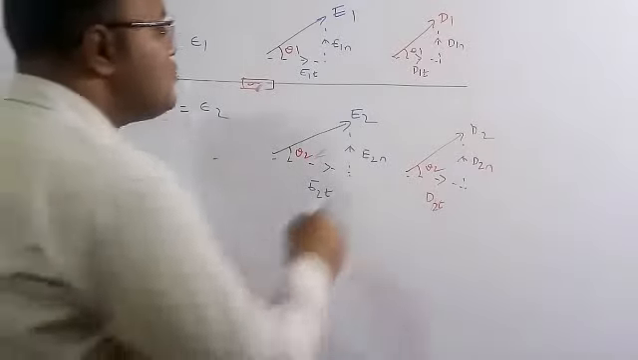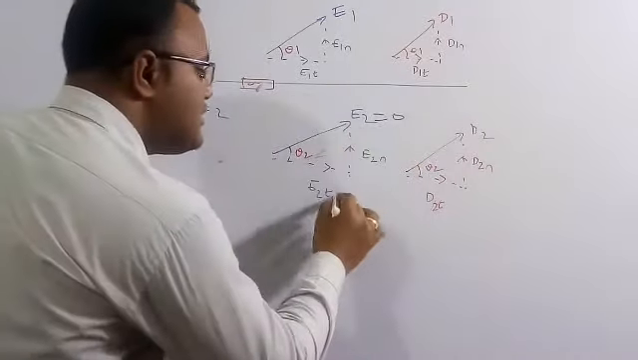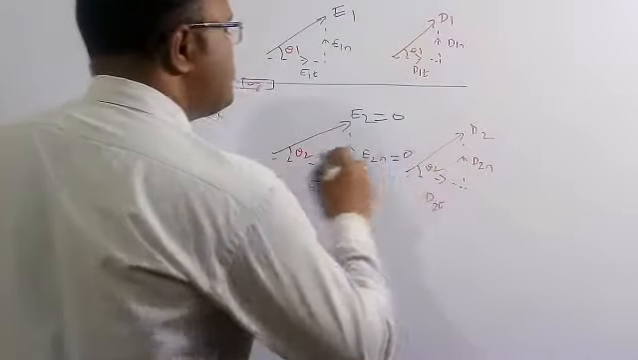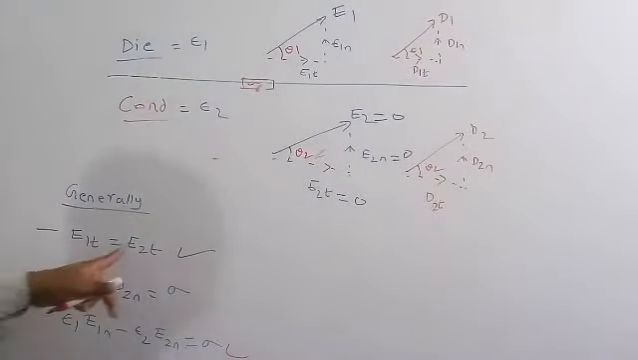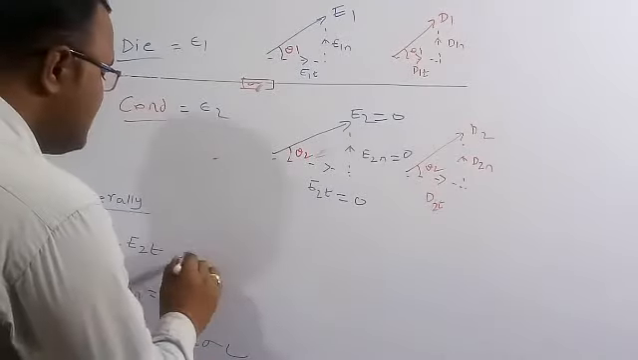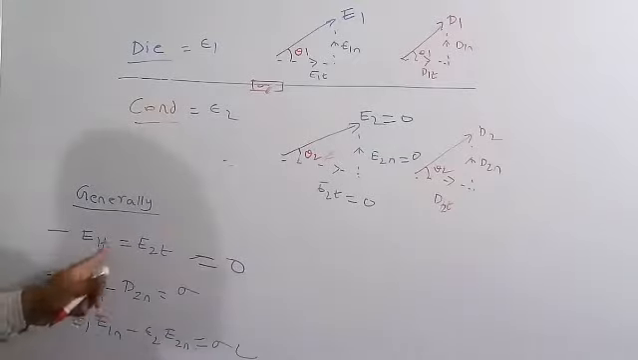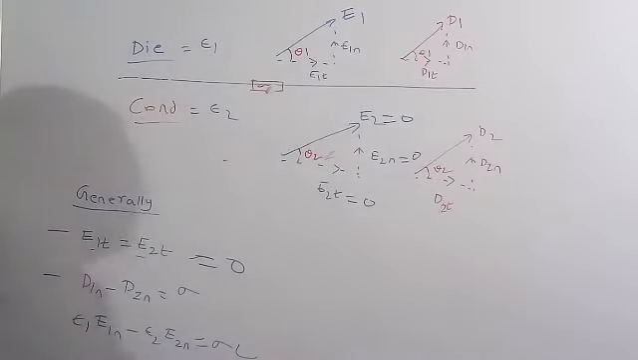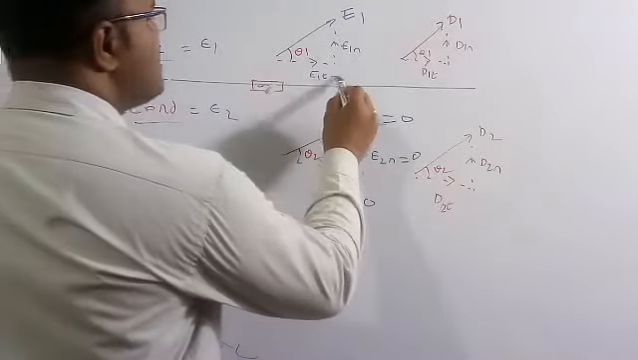So therefore E2 is equal to 0. E2 is also 0, because the component is again 0. So E2n is also 0. Finally, if E2 is equal to 0, then E1 is also equal to 0, because the tangential component of the electric field is always equal. So E1t is equal to E2t, which is equal to 0. So this is equal to 0 and this is also equal to 0.